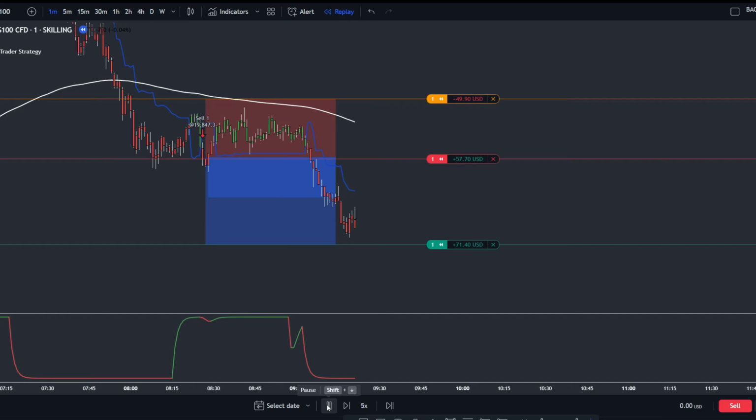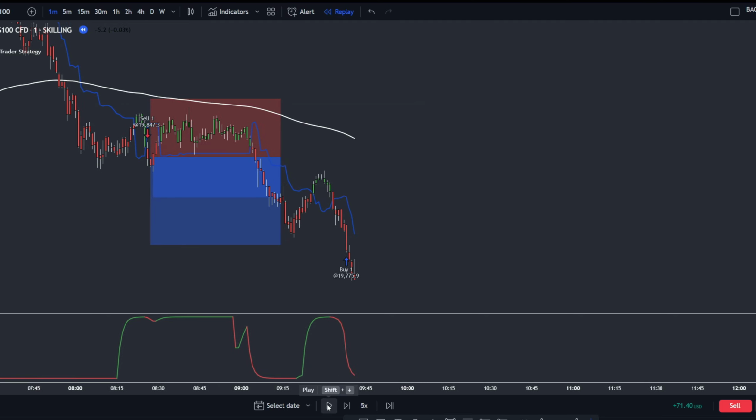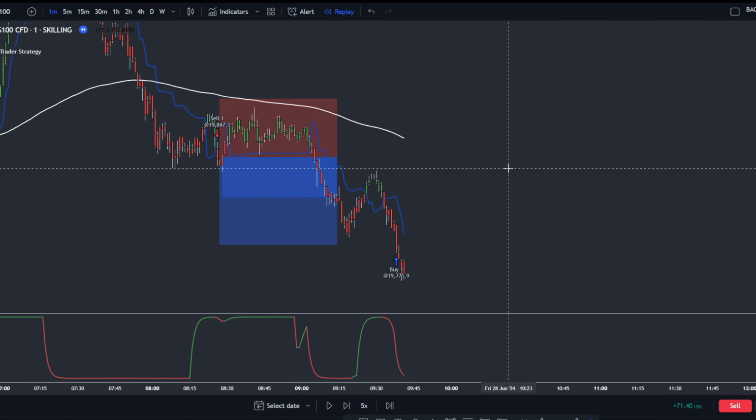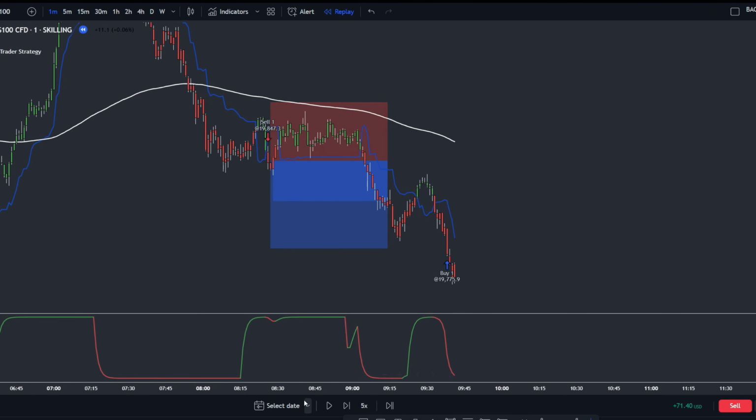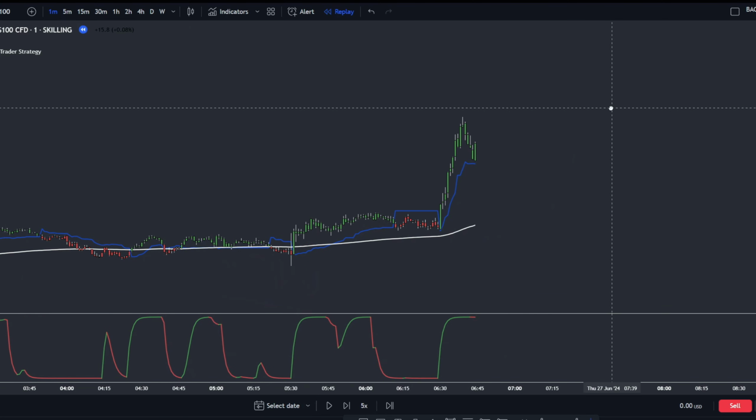Just play it. Okay, first trade is a win. Very nice. Now let's jump to the next day. Jump here. Okay, so here's the next day. We'll go through 2 more trades, and then we're just going to fast forward to the rest.